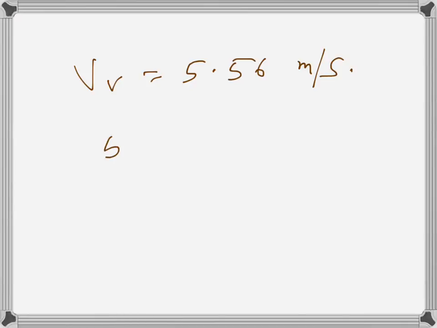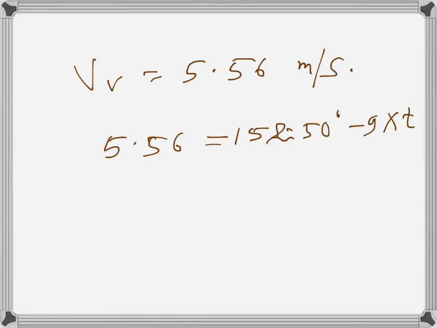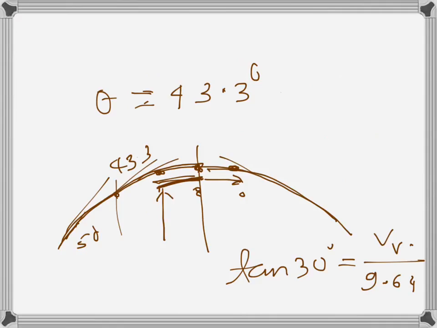So that will be 5.56, and initially the vertical component of the velocity is 15 sine 50 degrees minus g t, and now we need to find the time. Solving this one, we get t equal to 0.606 seconds, or let's say just 0.6 seconds. So now we know how long it takes to reach here.